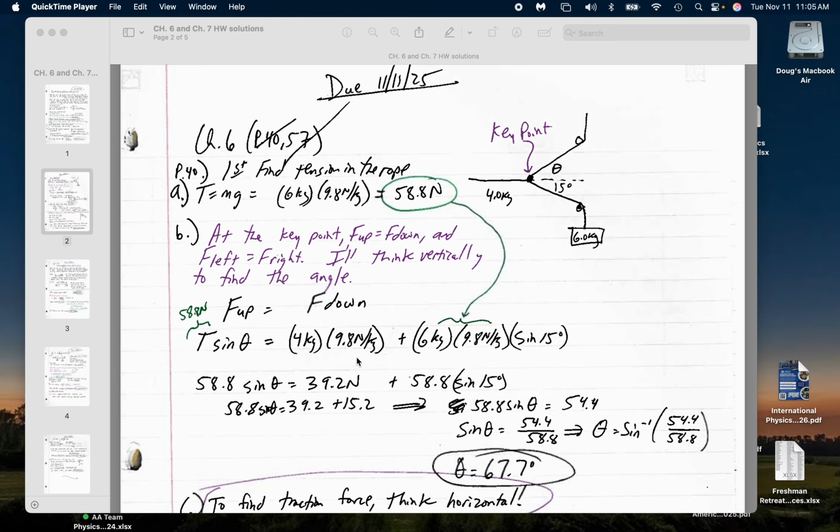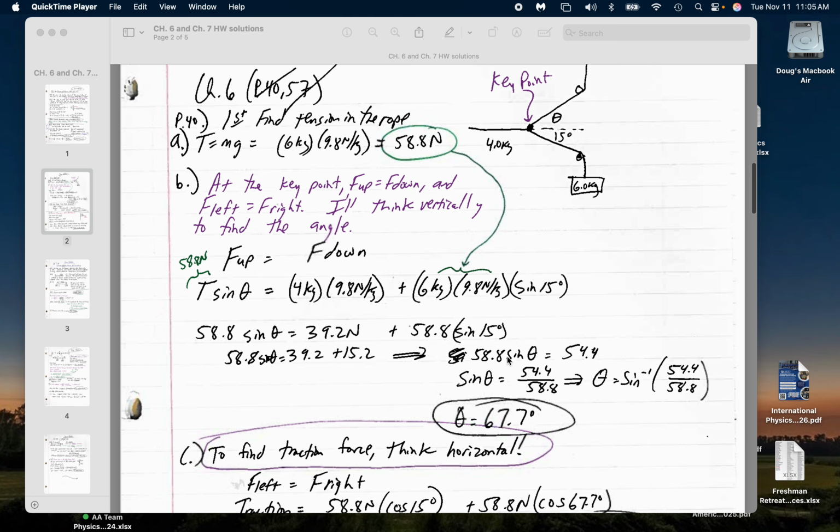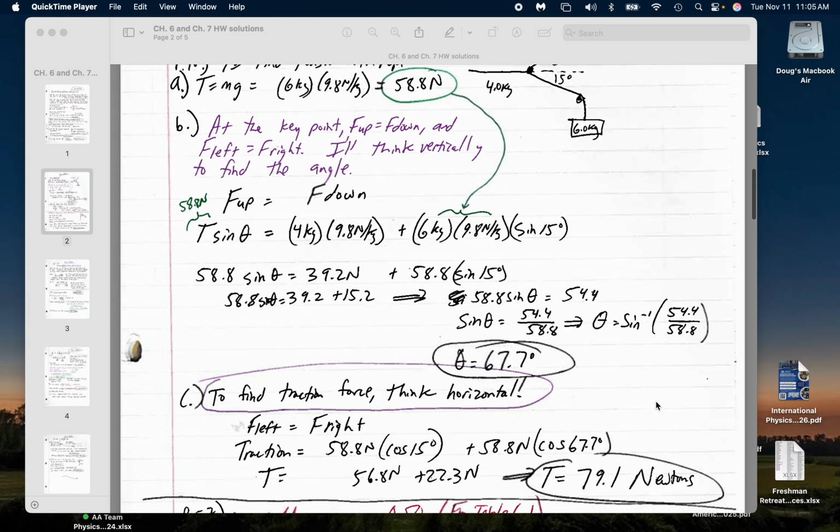That's the force of the weight of the foot. That's the tension acting in this part of the string right here. So we end up saying 58.8 sine of the angle is equal to 54.4 newtons. Do a little trigonometry. Sine is equal to 54.4 over 58.8. Inverse sine of 54.4 over 58.8 is 67.7 degrees, so around 68 degrees.